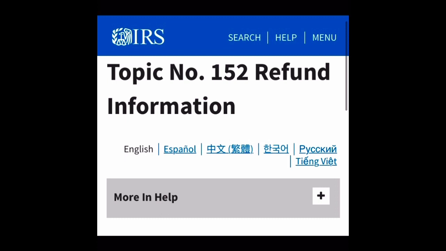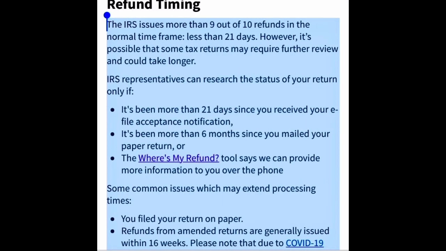We are starting with topic 152, which is refund information. Simply that, the IRS explaining the refund time process. The IRS issues more than 9 out of 10 refunds in the normal time frame, which is normally less than 21 days. Some tax returns may require further review and may take longer. So 152 is basically the refund time process. The IRS has received your tax return, and this is the time frame.